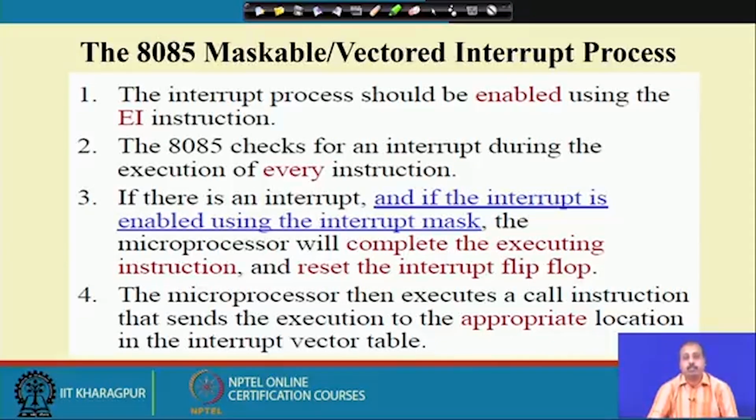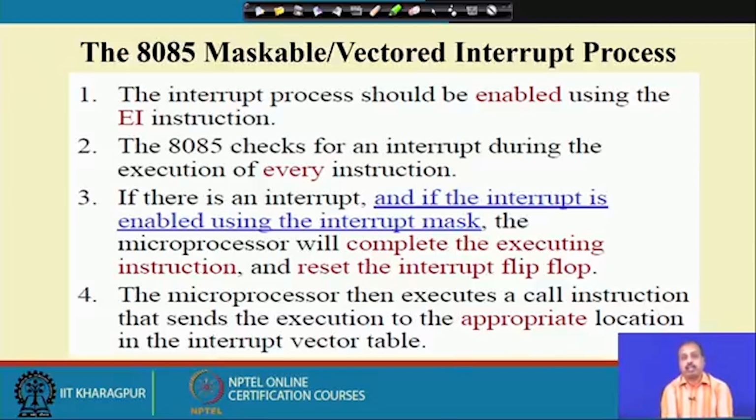It will check the M 7.5, M 6.5, M 5.5 flip flops, and only then will it say that the interrupt is received by the processor. If the flip flop value is 0, the processor will sense that interrupt, complete executing the current instruction, and reset the interrupt flip flop.